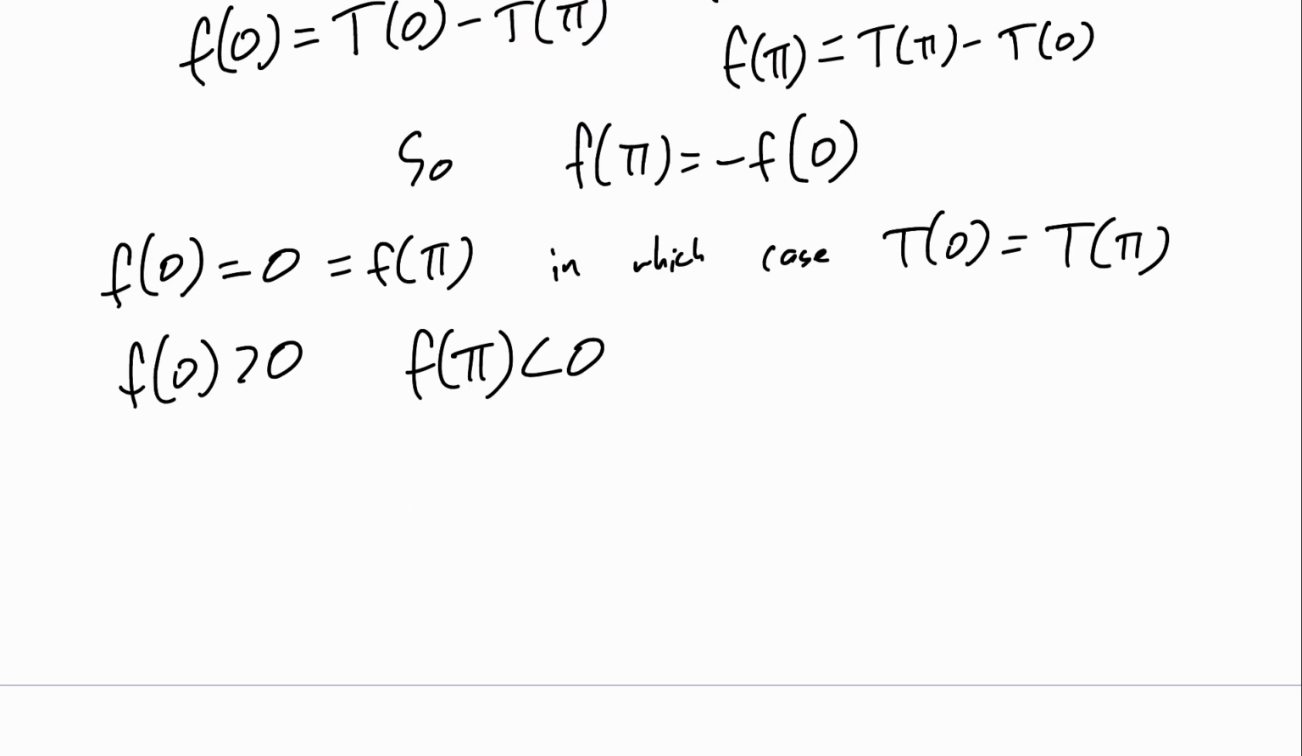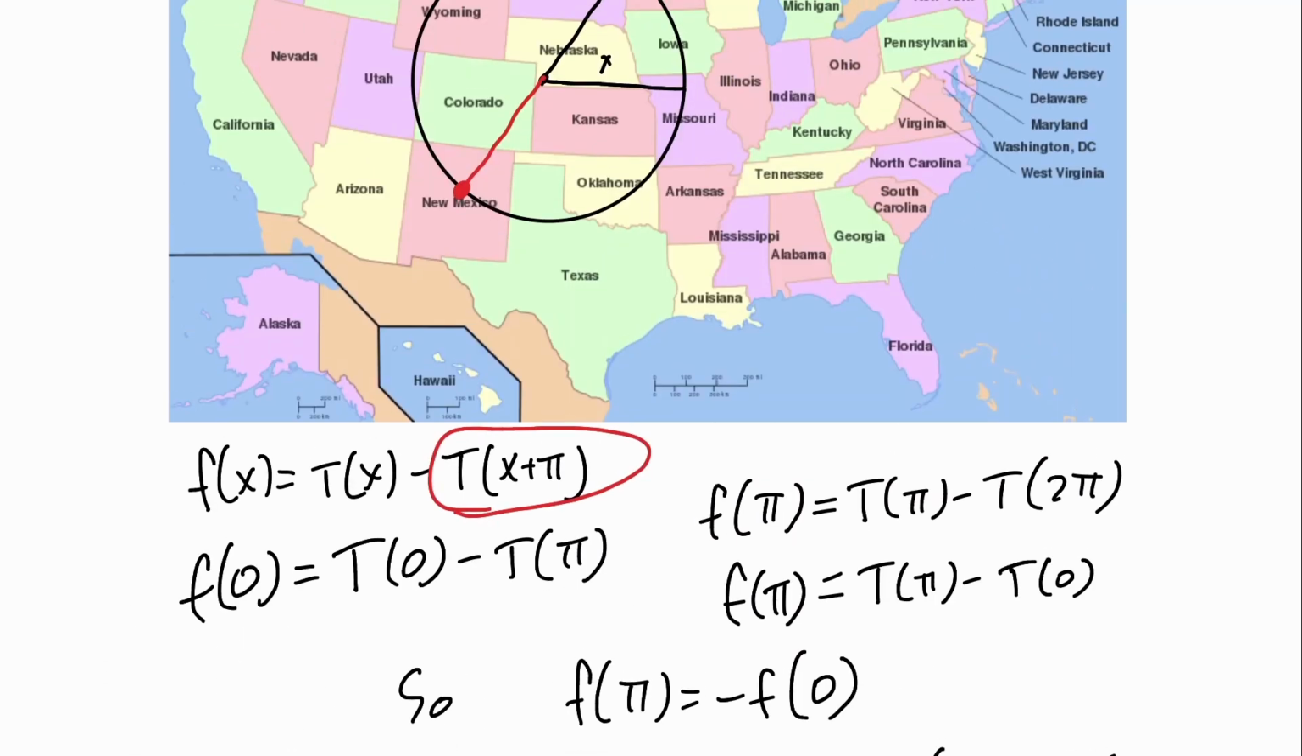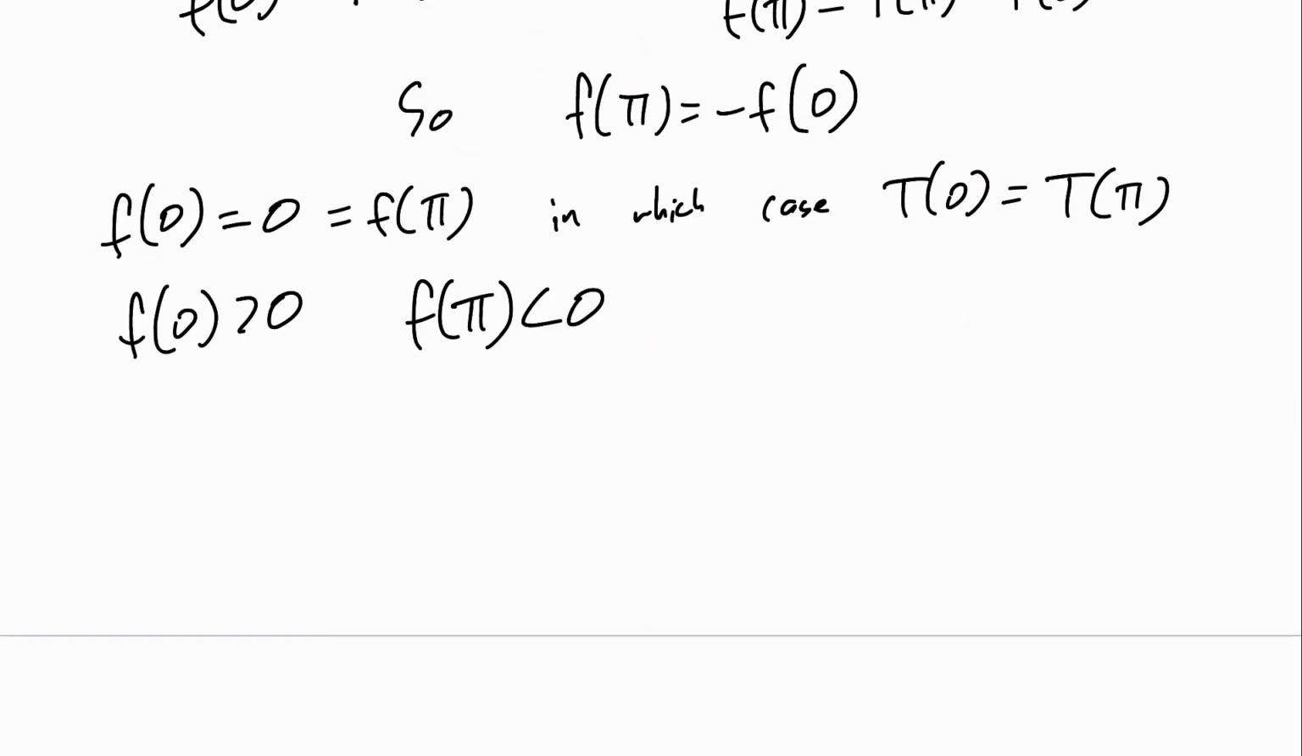But by the intermediate value theorem, because this f function is continuous, right? And this f function is continuous because temperature varies continuously. If we walk around this circle, the temperature will vary continuously. It's not going to have a sudden jump anywhere. So the T function is continuous, so that means our f function is continuous. So we can use the intermediate value theorem.